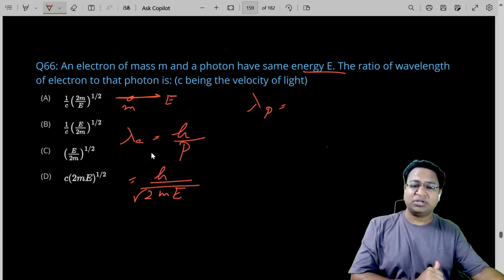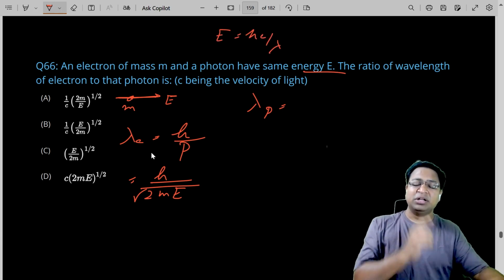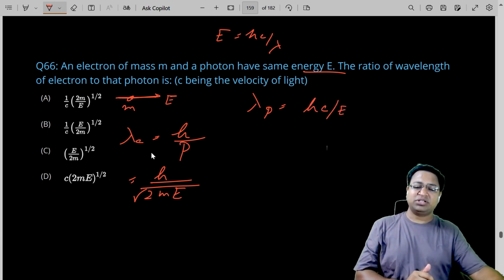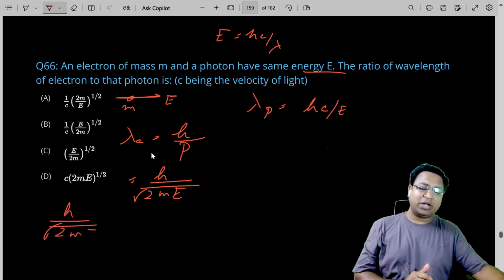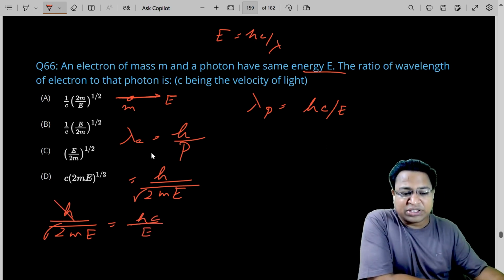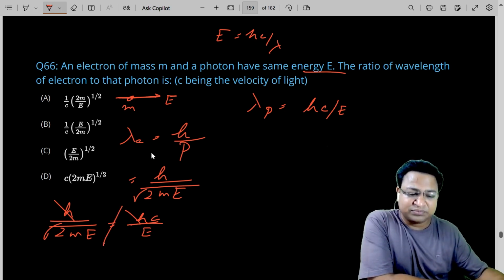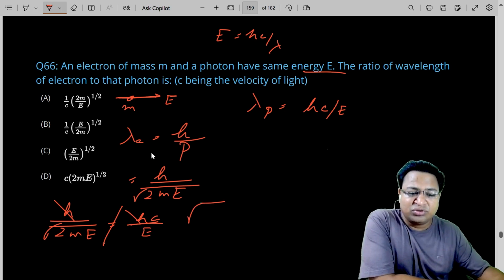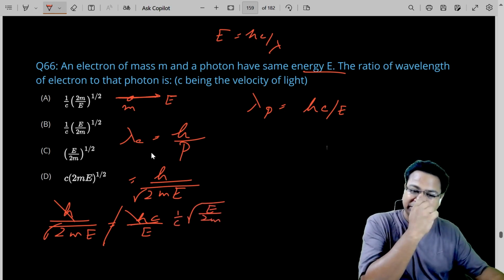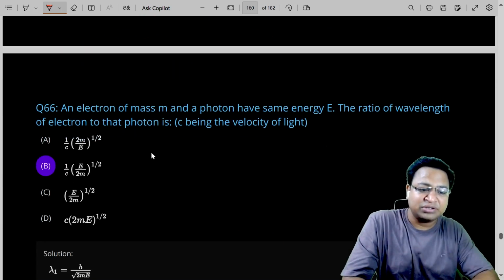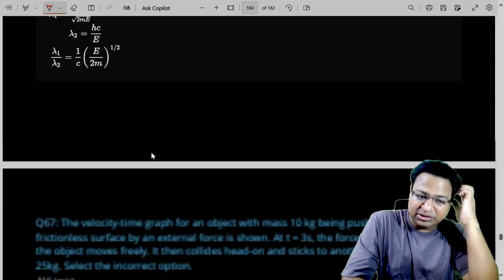So, how do we write energy? Energy is written as hc by lambda. So, lambda would be written as hc by E. And now we take the ratio of these two. So, h upon root 2mE over hc upon E. The h gets cancelled, and we are looking to find out this ratio. So what happens here is that E goes into the root, so root of E by 2m and 1 upon c. So I guess option B looks like the right answer. So option B is indeed the right answer.